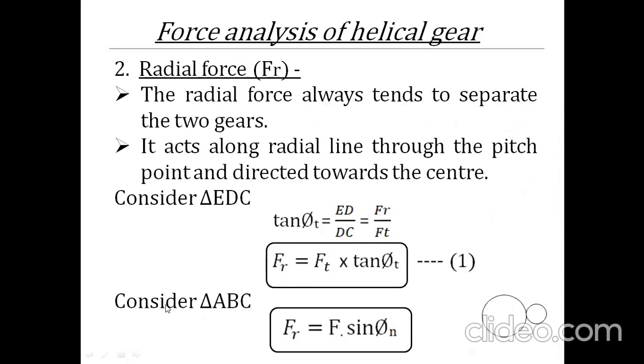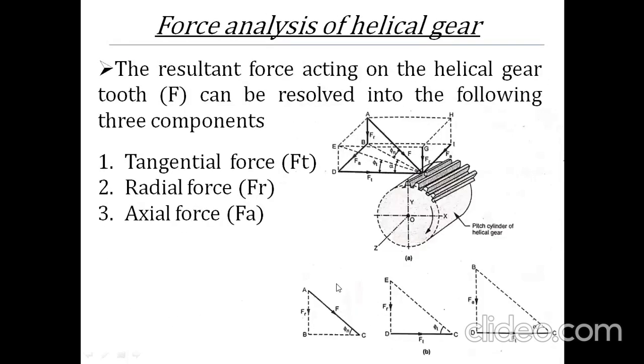Also from triangle ABC, you can find out FR. Triangle ABC, which is in the inclined plane. You can see here FR is parallel to length AB, and AC is the resultant force F, and this is phi n, the pressure angle along the normal plane.